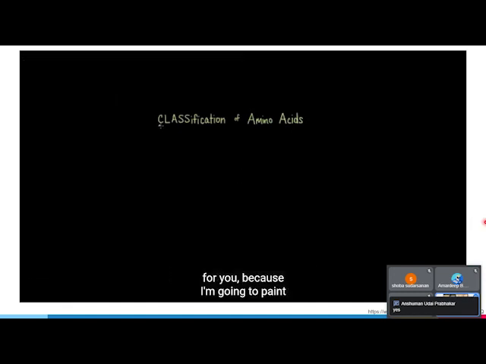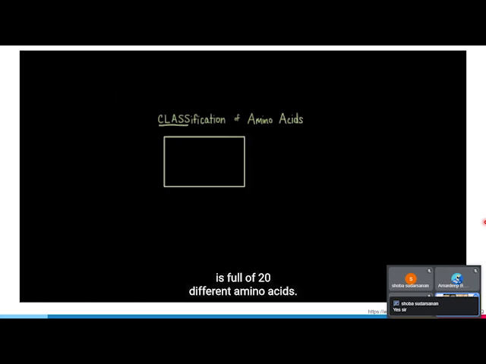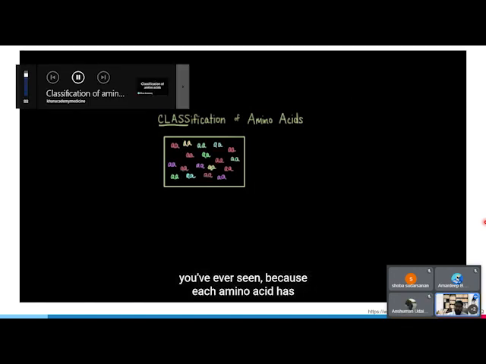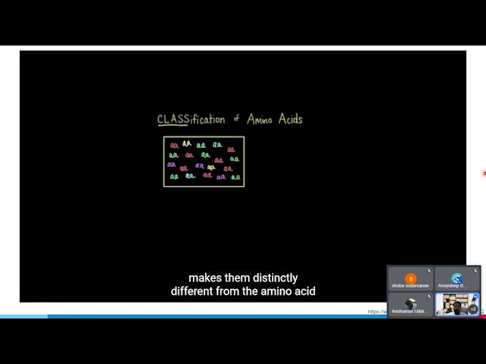Within classification, I'm going to paint for you a picture of a classroom that is full of 20 different amino acids. Picture the most diverse classroom you've ever seen, because each amino acid has its own unique side chain, which makes it distinctly different from the amino acid next to it. And just like a real classroom full of kids, even though each amino acid is unique and special in its own way, you can start to see that some of these amino acids are more alike than they are different. We can see these similarities in the chemical properties of the side chains, and this allows us to group them together into various categories.